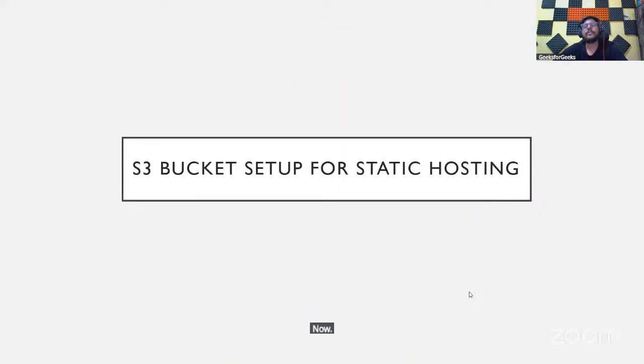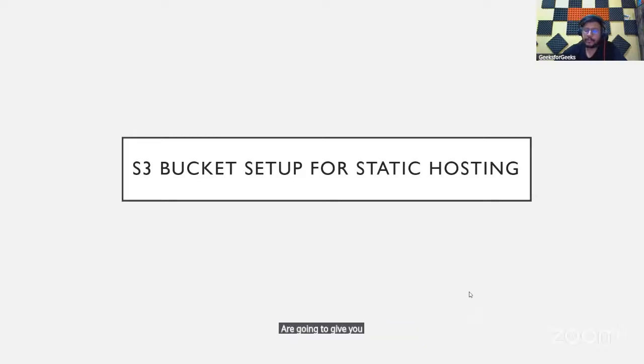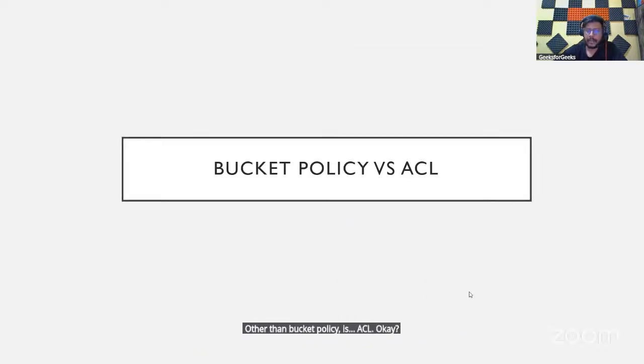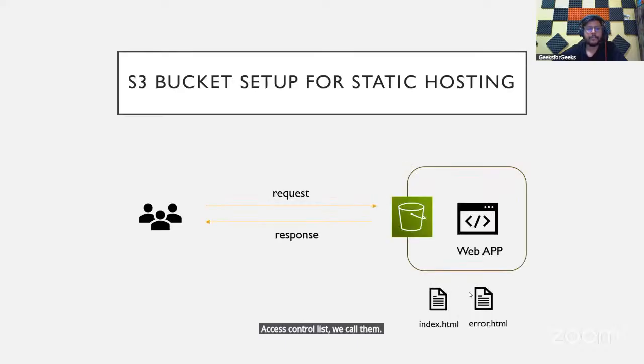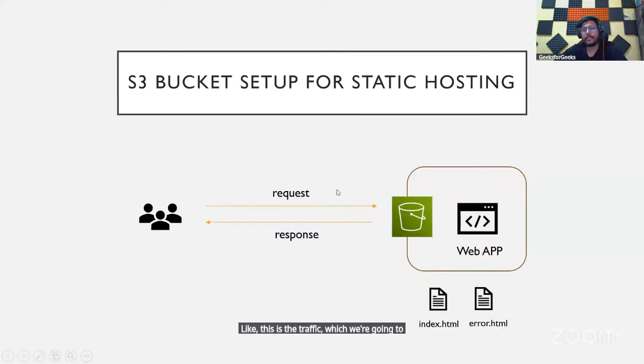Now, S3 is the bucket setup for static hosting. Yesterday we only talked about bucket policies. But now, I'm going to give you one more important thing which comes in S3 other than bucket policy, which is ACL, the access control list, as we call it. This is the overall scenario for our project: this is the traffic which we're going to request, the URL, and where our web app is, which then gives the response to that user.